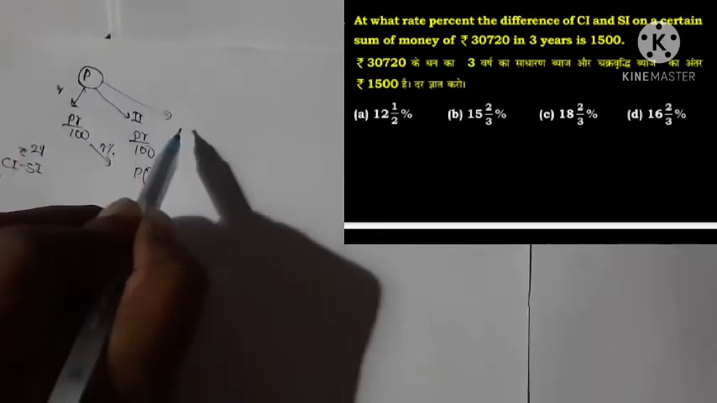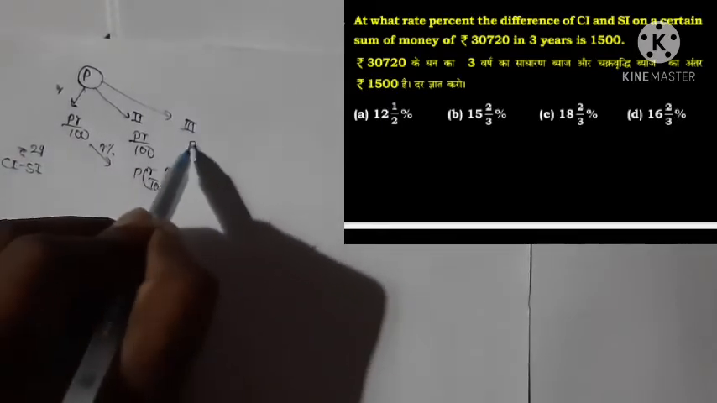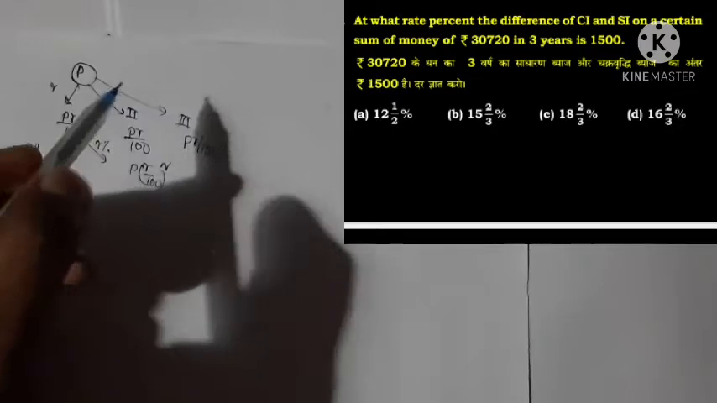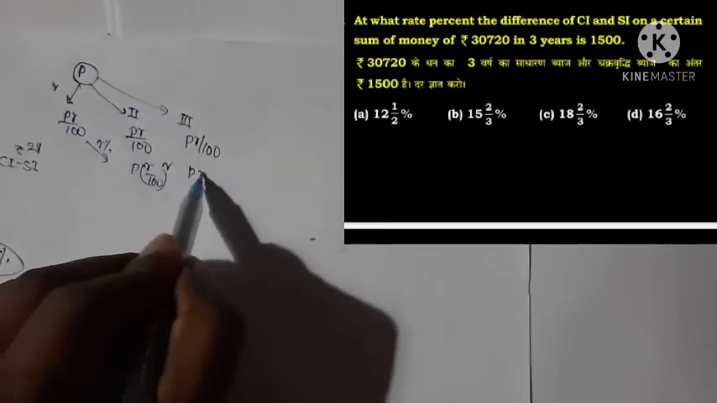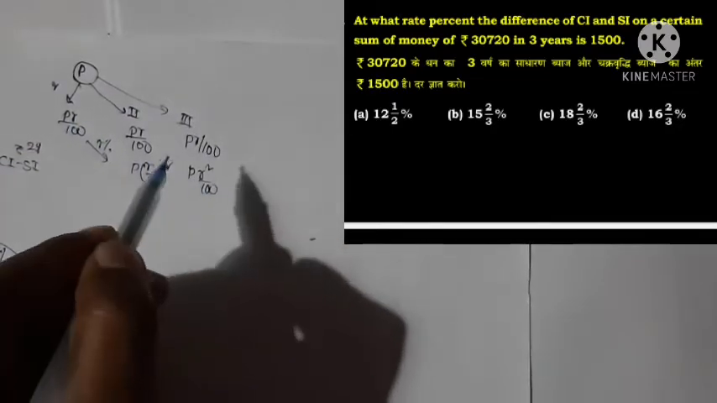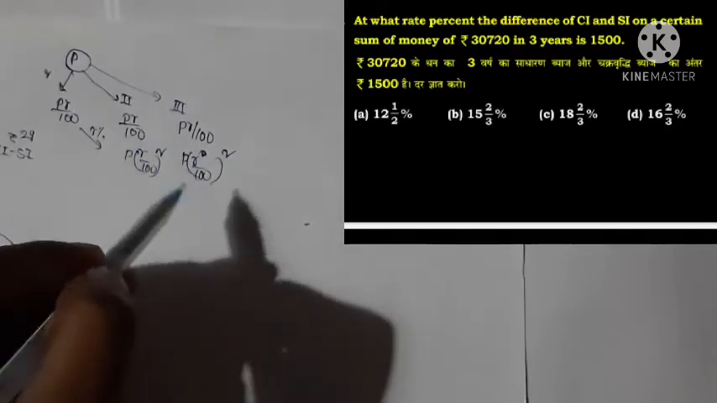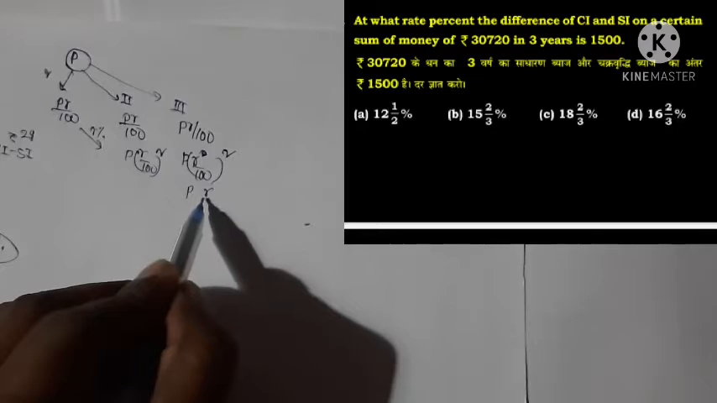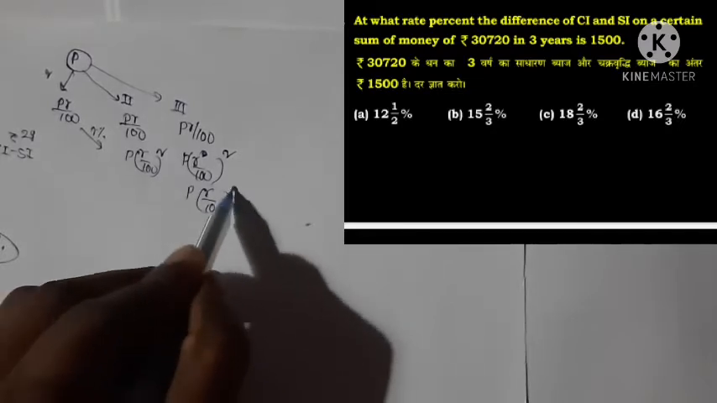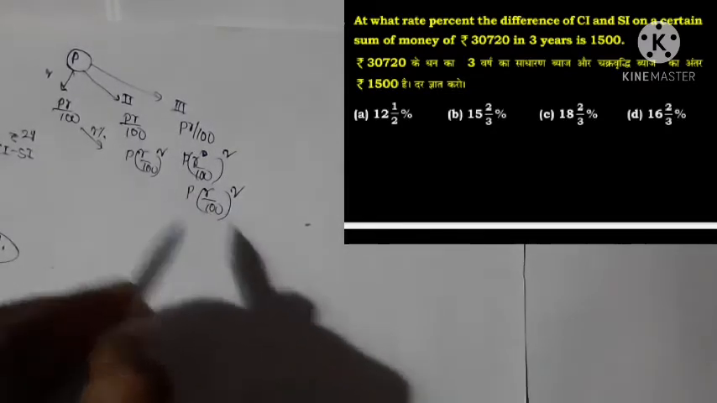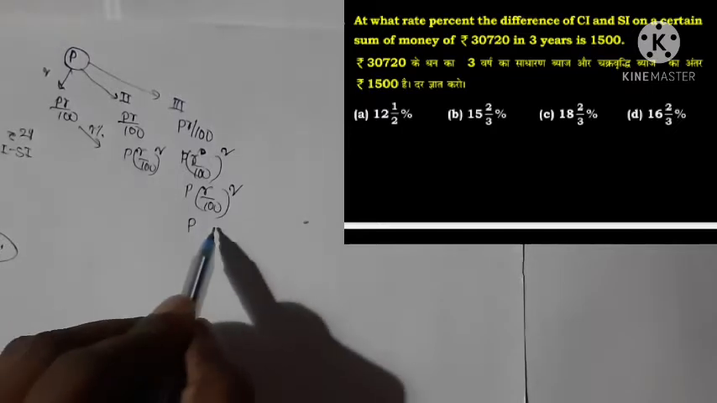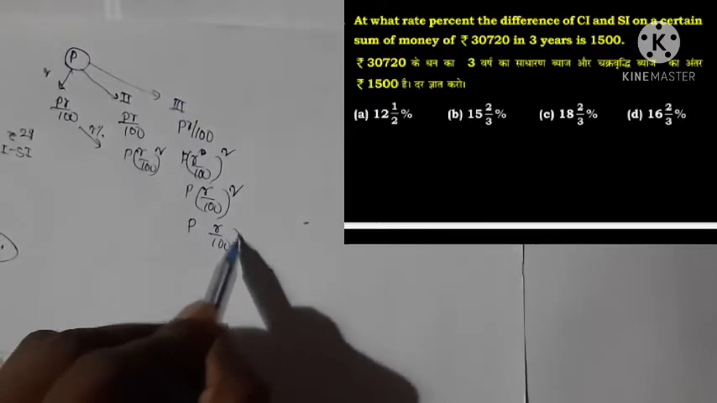For third year, PR by 100. So this one is P R square by R by 100 whole square. So once again this one P R by 100 whole square. For this one P into R by 100 whole cube.